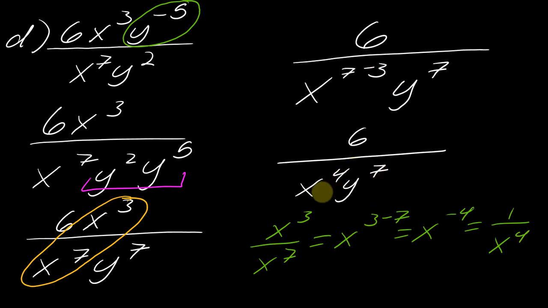So basically what this shortcut does is it allows you to jump over these two steps and just say, I can see there's more x's in the bottom, so I'm just going to say that the answer goes there.